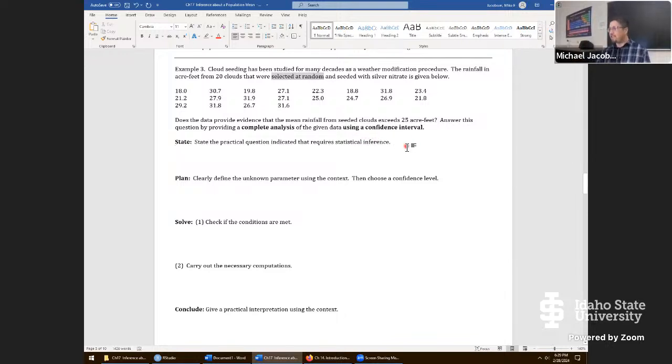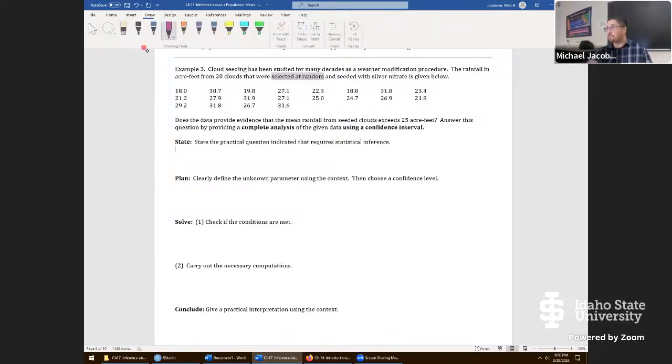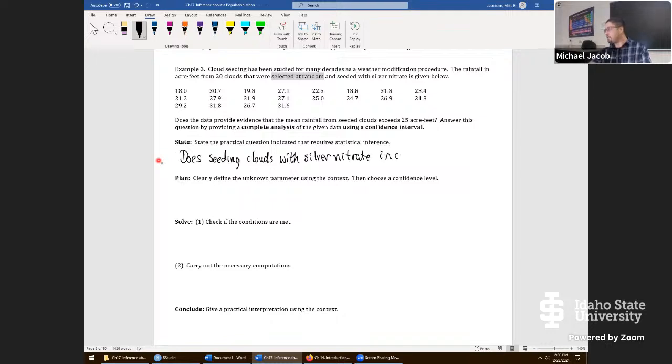Well, after we've done all that, let's state the practical question. You can cite the question and just directly copy it in, or put it in your own words. And it's usually something that's kind of a terse, fast kind of question. You might say, does seeding clouds with silver nitrate, no clue about the chemistry behind that, increase rainfall? And I think that's a fine statement just as it sits.